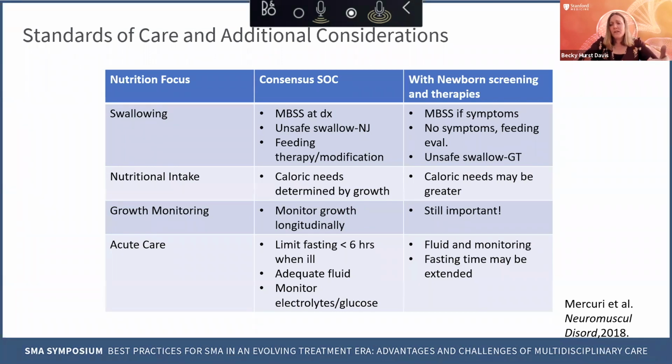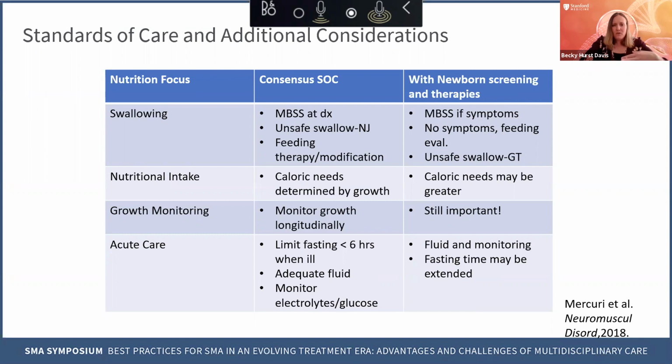One thing that we also look at is calorie needs for kids with newborn screening and therapies. When we're determining calorie needs, we generally look at work of breathing and whatnot. But what we have found with earlier start with the newborn screenings and therapies is that the calorie needs are more closely matching the calorie needs of a healthy child.